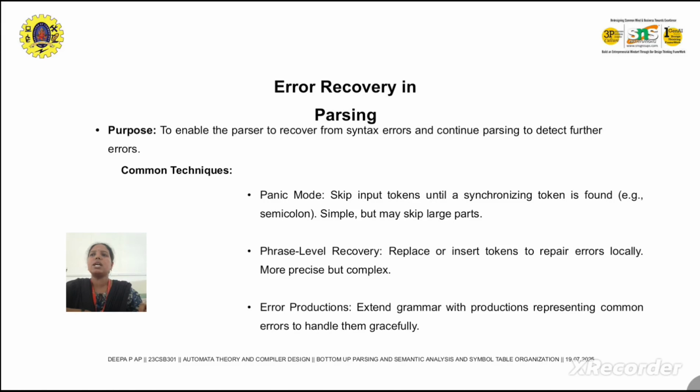The third technique is error productions. In this approach, special grammar rules are added to handle common programming mistakes gracefully. Error detection occurs when the parser encounters an unexpected token in the parsing table. Good error reporting should clearly mention the location of the error, the type of the error, and possible corrections. Now let us move to the final topic, called parsing ambiguous grammar.